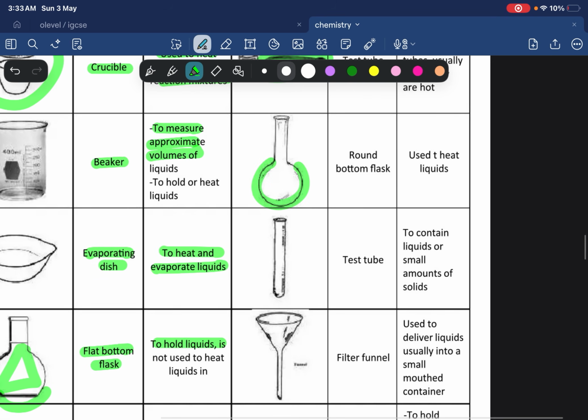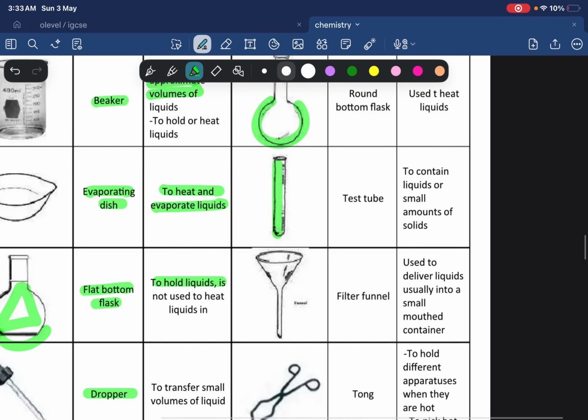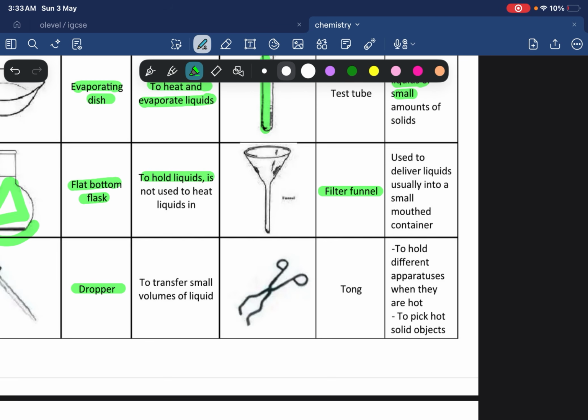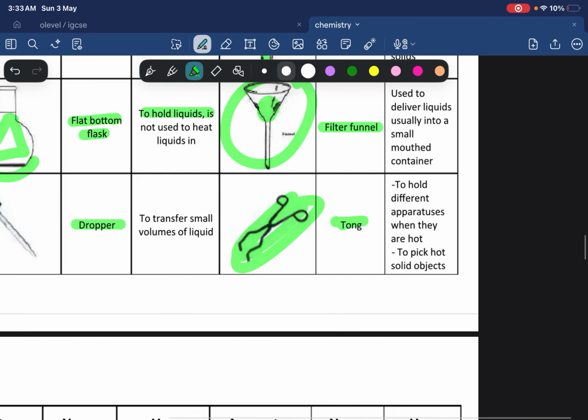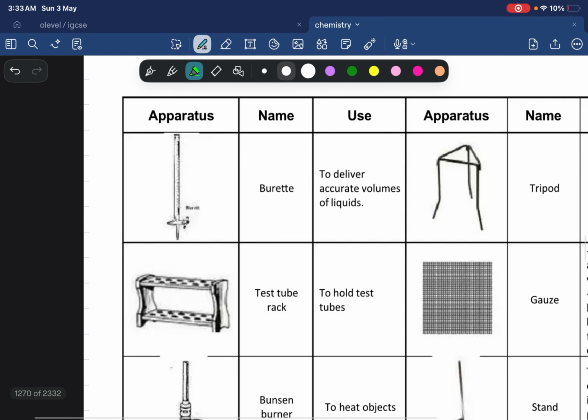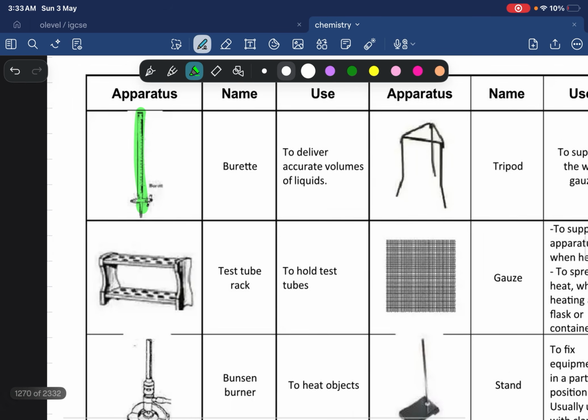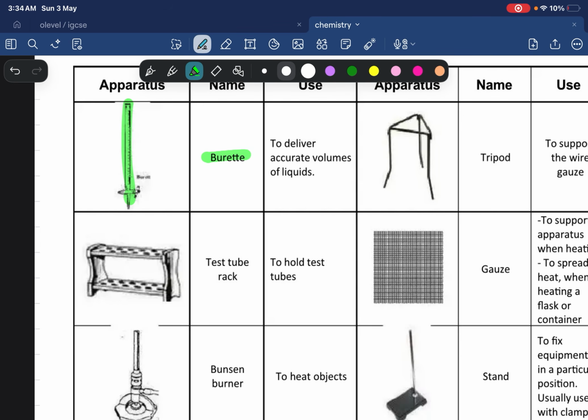This is a round bottom flask because it's round. Then you have a test tube, used to contain small liquids. Filter funnel, again a very important apparatus that is often tested. It's used in filtration to separate the solids. Then you have tongs, used to hold things that are heated. Then you have a burette. Burette is very important, used to transfer acid or alkali during your titration.